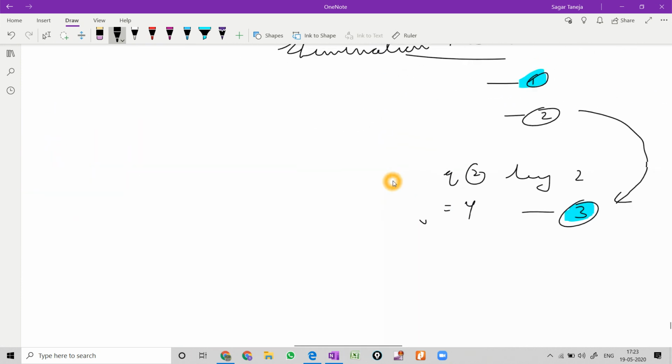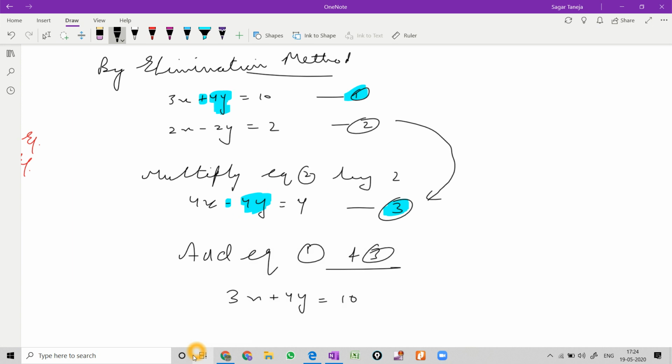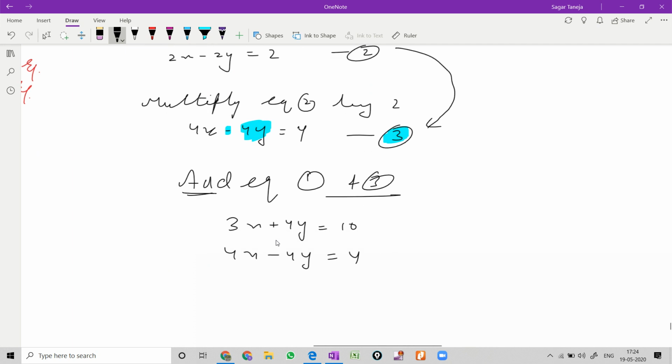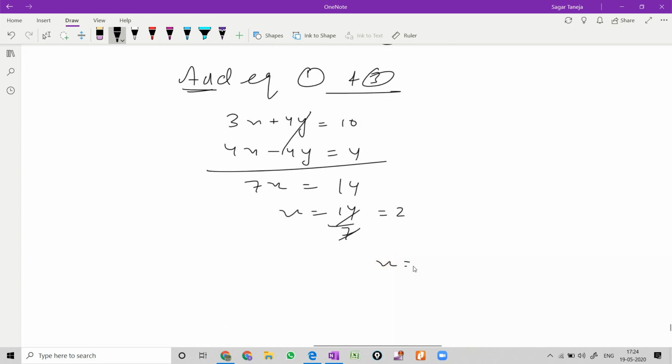So let us add these two equations. Add equations 1 and 3. So 1 and 3: 3x plus 4y is equal to 10, and here we have 4x minus 4y is equal to 4. While adding, we do not have to change the sign, because addition doesn't require changing of sign. 4y minus 4y cancels out, and this is 7x and this is 14. So x is equal to 14 upon 7, and here we got the value of x, that is 2.